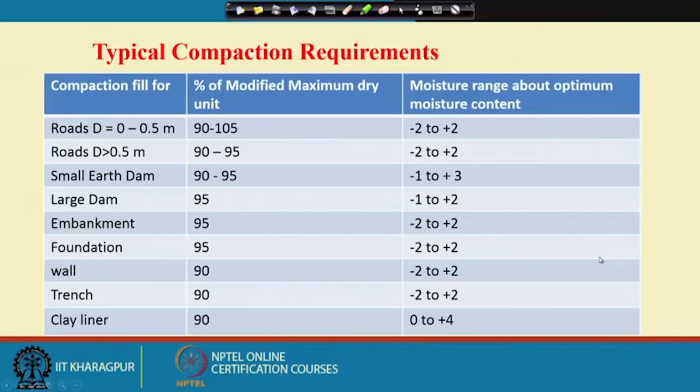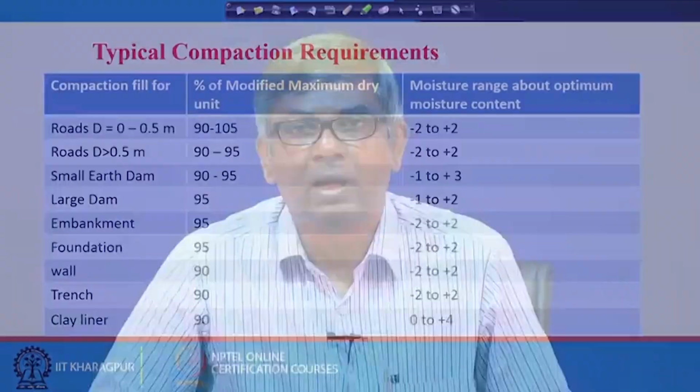Now, we will discuss further. We have seen that there is a definite amount of moisture required for achieving maximum dry density, but in various applications, particularly in the field, whatever you have achieved in the lab exactly, you will not be able to achieve. So in that case, what are the ranges within which we can achieve a satisfactory result? For this we have shown this table.